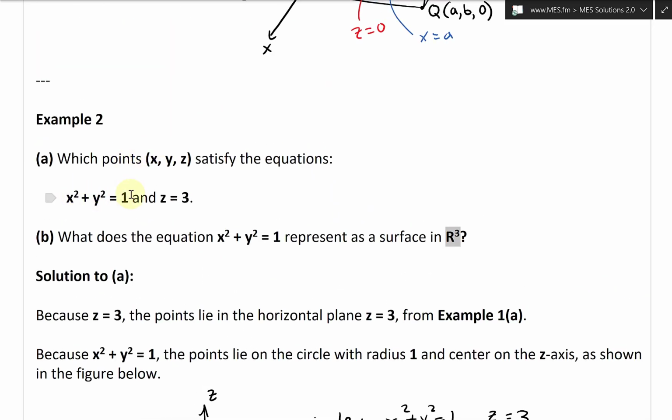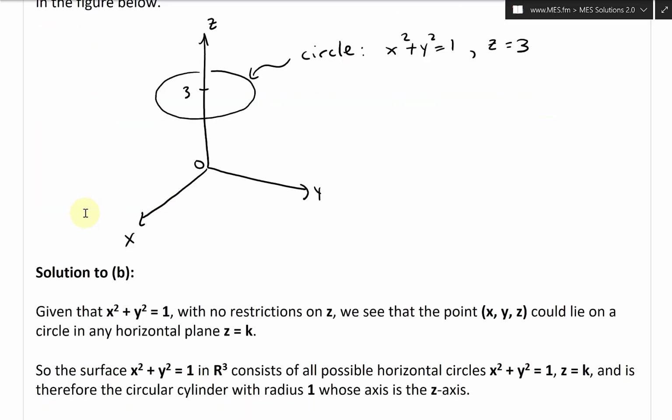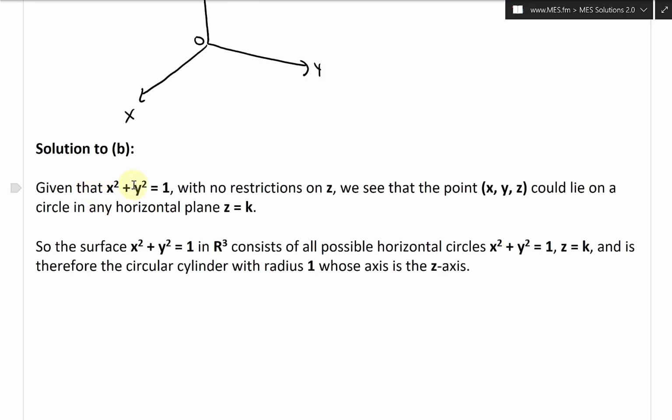And this is the same thing as this, but there's no z equals 3. So let's take a look at the solution to B. Given that x squared plus y squared equals 1 with no restrictions on z, we see that the point x, y, z could lie on a circle in any horizontal plane z equals k.